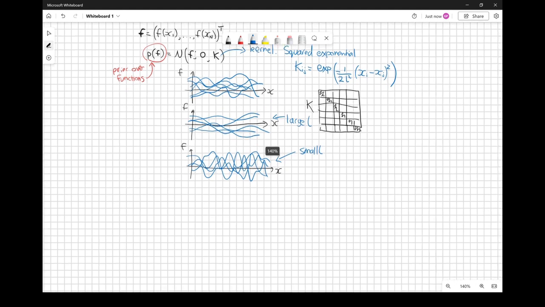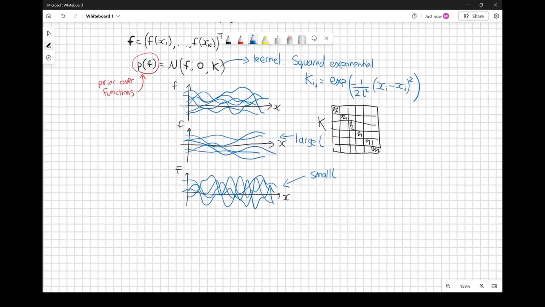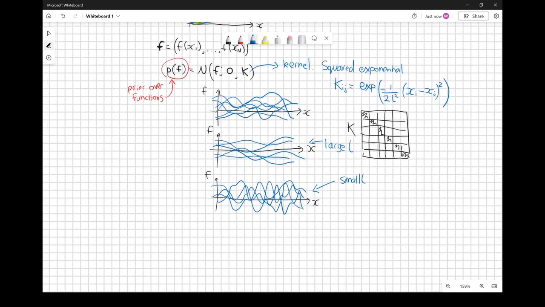So that really is the key conceptual difference moving from a linear regression, where it's parametric, to Gaussian process regression, which is non-parametric. Okay, so now we've defined our prior.